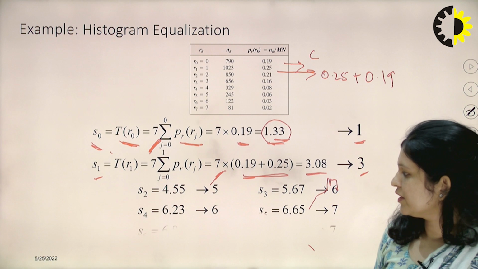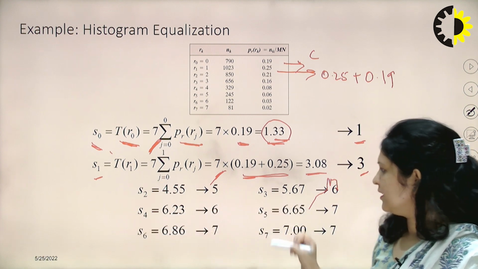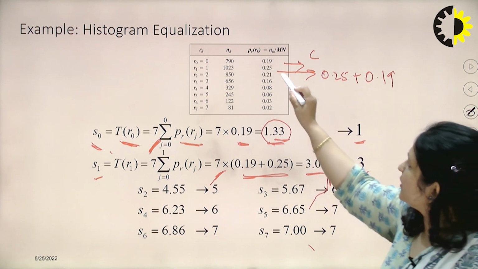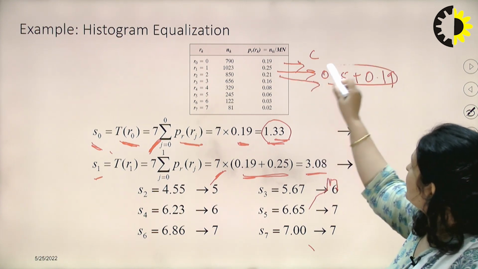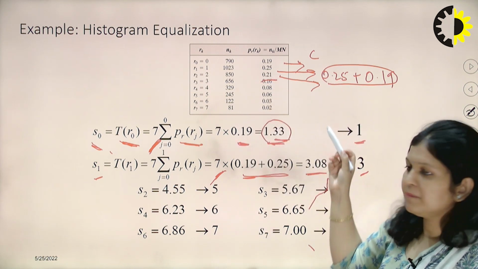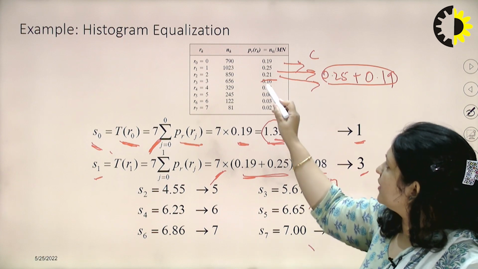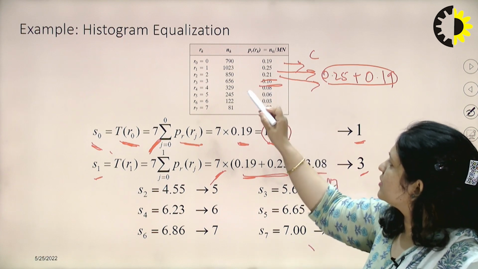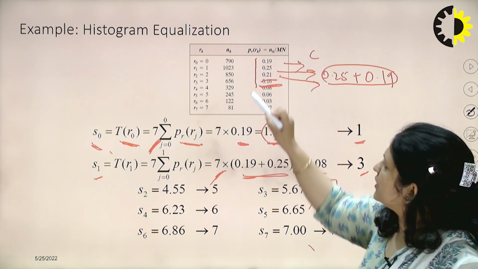So likewise we can find S2, S3, S4, S6 and S7. When we have to find S2, we will add this particular value plus 0.21 and multiply the entire summation with 7. When we go till 0.16, that is when we are finding S3, we will sum all the initial values.